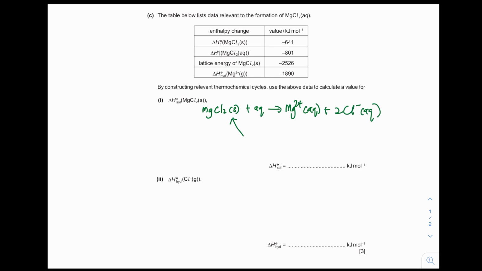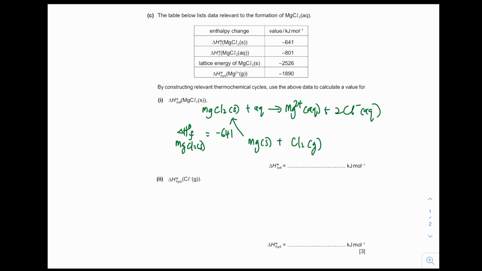So basically what we can do is point an arrow up to this and write the elements that form this magnesium chloride, which will be Mg solid plus Cl2 gas. So this is the enthalpy change of formation of magnesium chloride solid, and the value will be negative 641. Now the next thing we need to look at is this table. We do have the formation of magnesium chloride, but it's in the aqueous state.